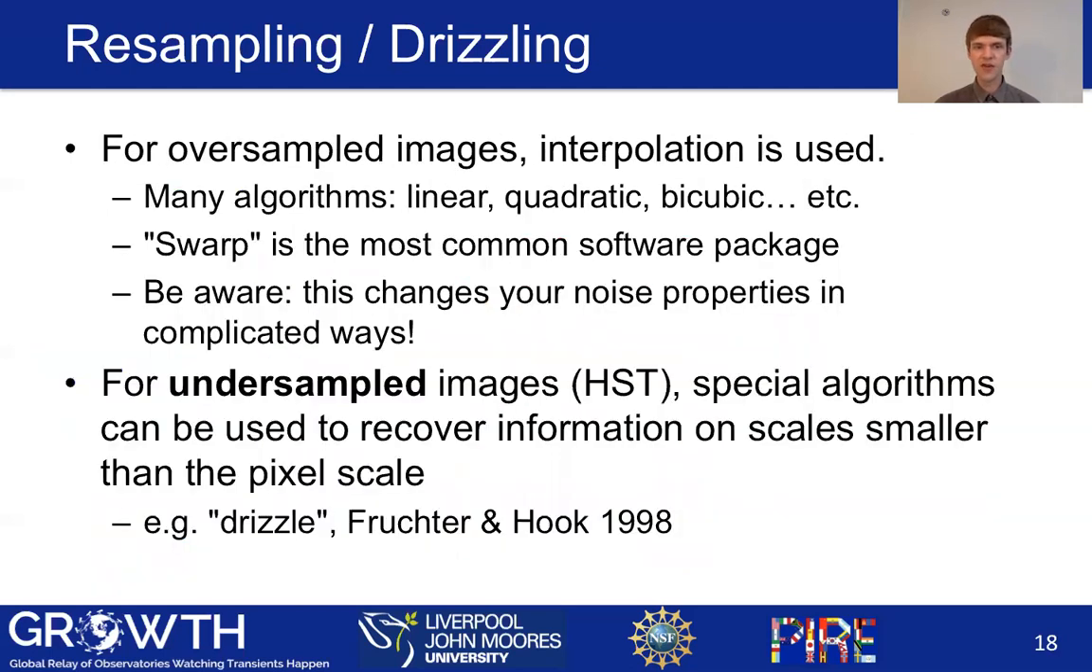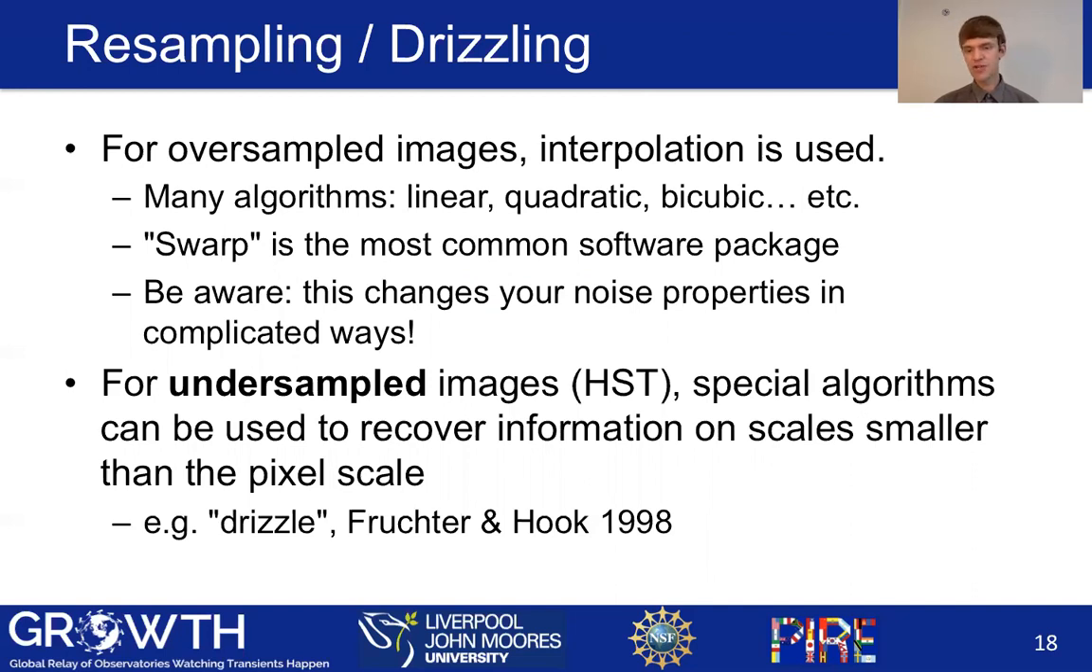There are various ways to do this and a variety of algorithms that are designed for this process. You can use simple nearest neighbor, which is not the best way, linear interpolation, quadratic, bicubic, and many other algorithms to do this simple resampling and interpolation method. The most common software package for doing this is called SWarp. It's very easy to run and very effective. Be aware, though, that when you do this, this can change the background noise properties of your image because you are averaging some pixels together in different ways than other pixels, depending on how many pixels go into the averaging.